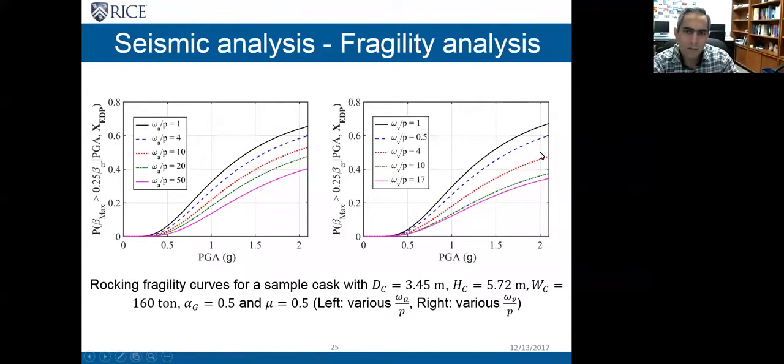We can do the same fragility analysis for the rocking response. In these plots, I'm studying the probability of the rocking response larger than 1/4 of the critical angle of rotation. By critical angle of rotation, I mean the angle of rotation beyond which the cask falls. And the same trend applies here. I mean for omega over p close to 1, the response is larger and the corresponding probabilities are larger as well.